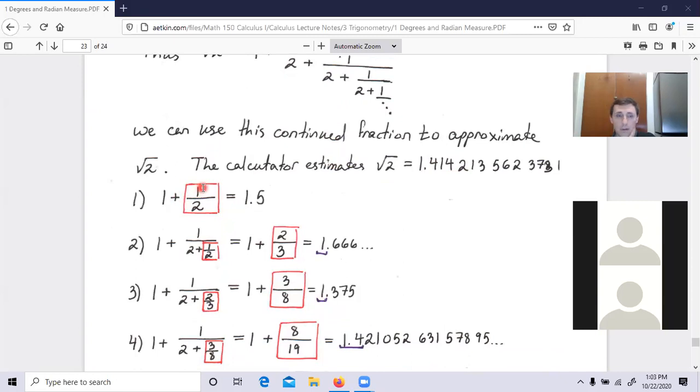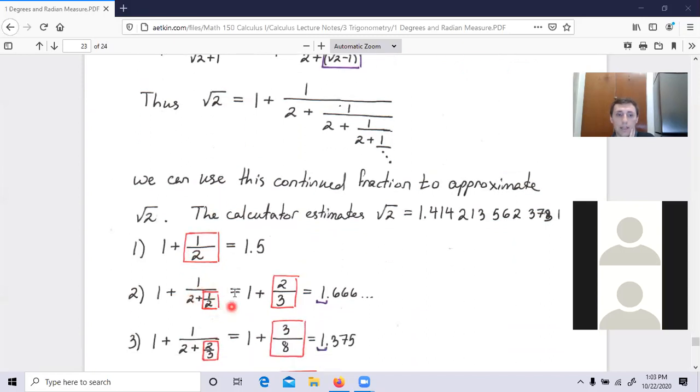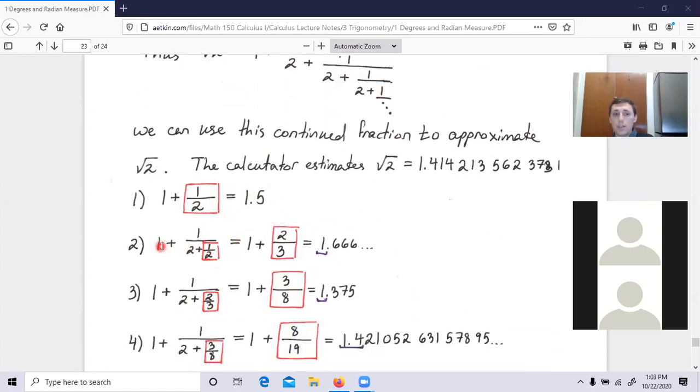Look at it. First number I try is 1/2. Then I'll plug 1/2 into 1 plus 1 over 2. Then I'll plug this entire thing into 1 plus 1 over 2, and this entire thing is here. And I will simplify it so it's not as scary to look at as here. So my first approximation is 1 plus 1/2, it's 1.5. Next approximation is I put this 1/2 in here. So it's 1 plus 1 over 2 plus 1/2.